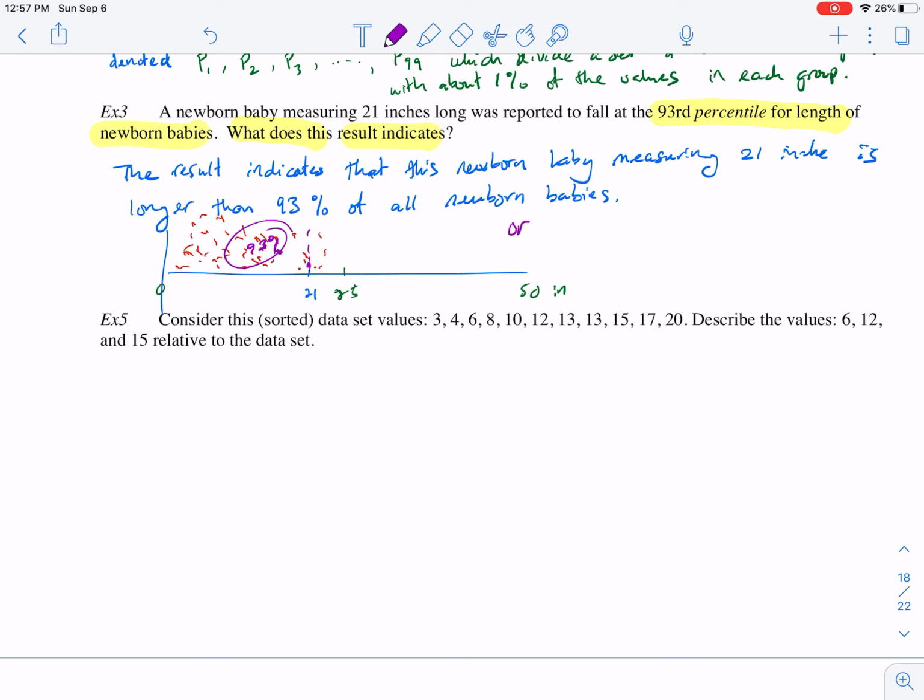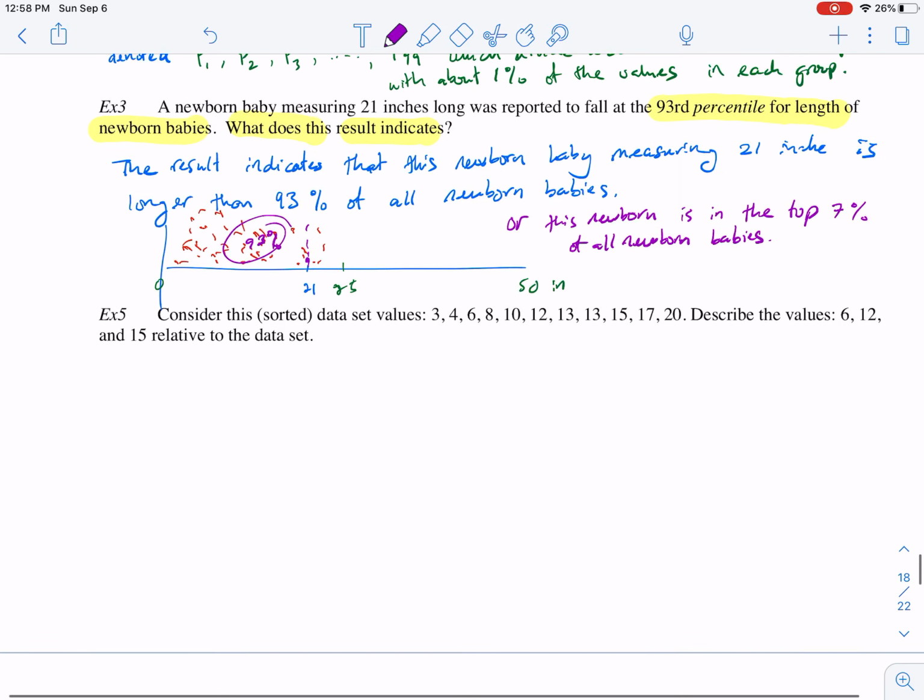Another way of saying this is that this newborn baby is in the top 7% of all newborn babies. So we can either say longer than 93% of all newborn babies, or in the top 7% of all newborn babies' height or length. So that's one way of using percentile.